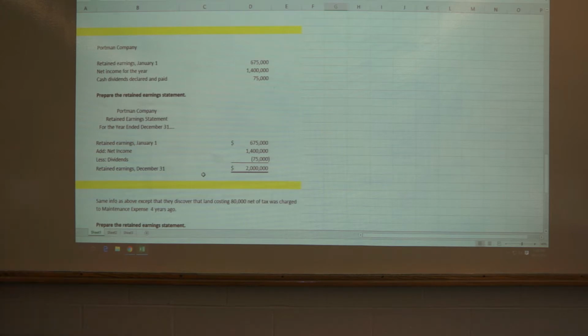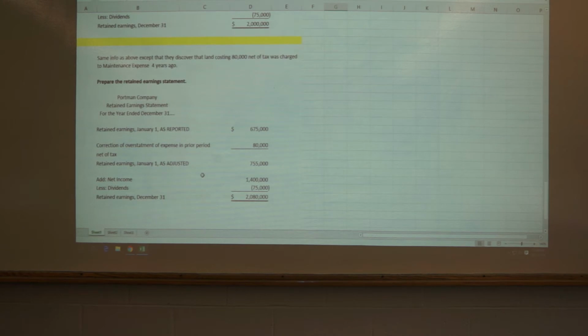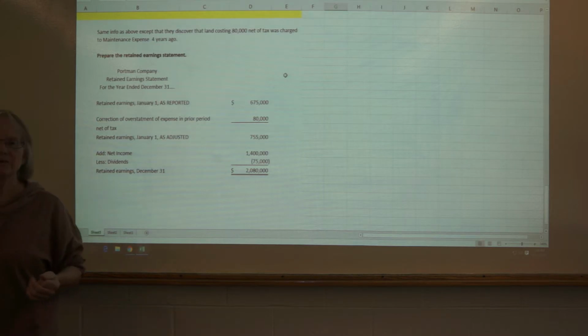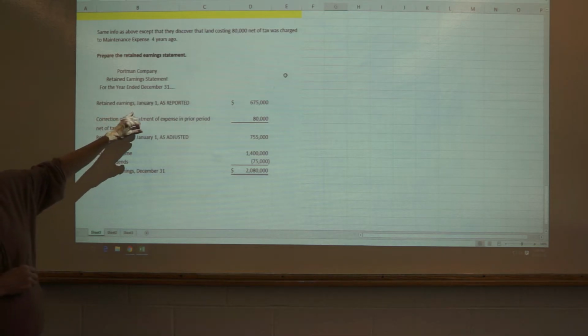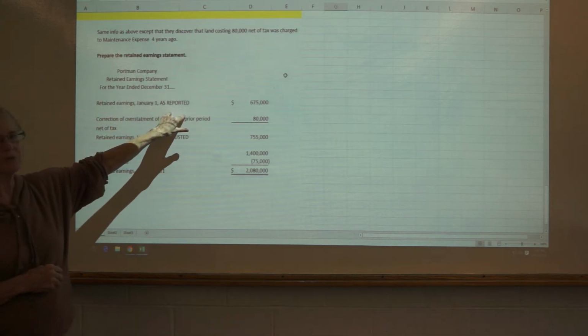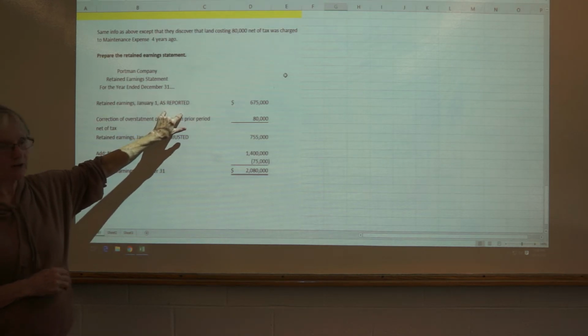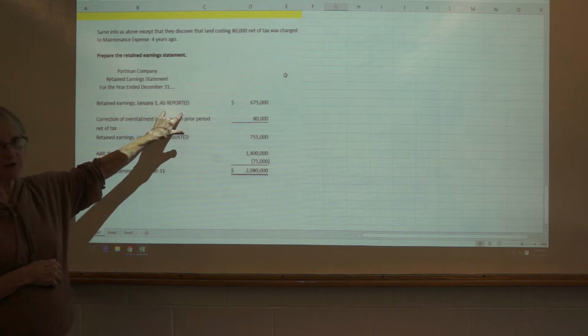But if we had the same information, except they discovered that land costing $80,000 was charged to maintenance expense 4 years ago, that would mean that 4 years ago, the expenses were $80,000 too high, and so their income would have been $80,000 too low, and that's all net of tax. So when that happens, we would say retained earnings, January 1, and when there's a prior period adjustment, we have to change that to as reported. Not as wrong, or as we messed it up, but just as reported, okay?